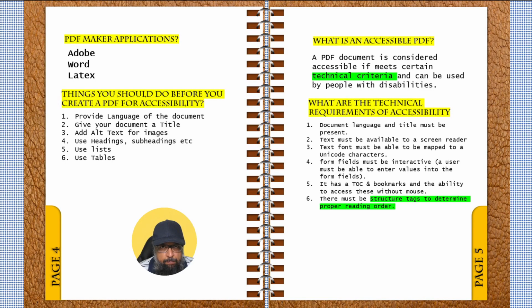Then this is the most important point. There must be structured tags to determine the proper reading order. How will the screen reader determine that it should read this text first, then describe an image, then run an audio file, and then again describe this list item, then this list item, and so on. So these structured tags enable the screen reader to maintain the correct order for reading, and this is achieved by putting tags into the files. We have discussed the alternate text already, and then there are some other features.